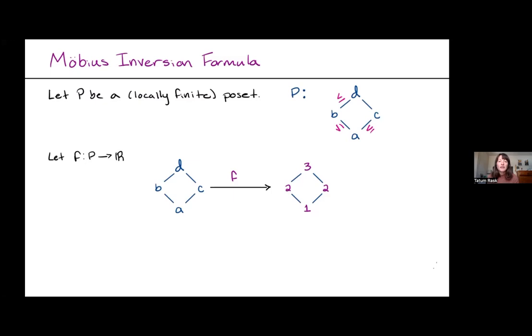And by locally finite poset, I just mean that between any two elements, there is a finite number of elements in the poset. And we're going to be studying functions on our poset. So as one example, I've drawn the function f. Again, this is going to be a function that assigns to every element in our poset a real number.